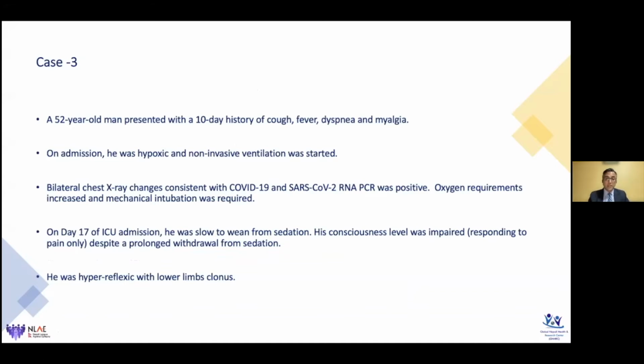On the 17th day of ICU admission, he was slow to wean from sedation. His consciousness level was impaired, responding to pain only, despite a prolonged withdrawal from sedation. He was hyperreflexic with lower limb clonus.